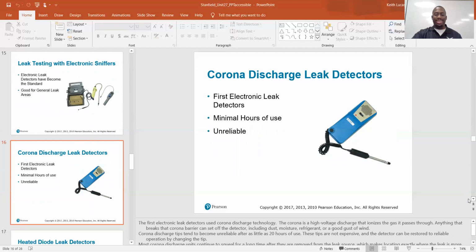Corona discharge leak detectors. The first electronic leak detectors used corona discharge technology. The corona is a high voltage discharge that ionizes the gas it passes through. Anything that breaks that corona barrier can set off the detector, including dust, moisture, refrigerant, or a good gust of wind. Corona discharge tips tend to become unreliable after as little as 20 hours of use. These tips are not expensive, and the detector can be restored to reliable operation by changing the tip.